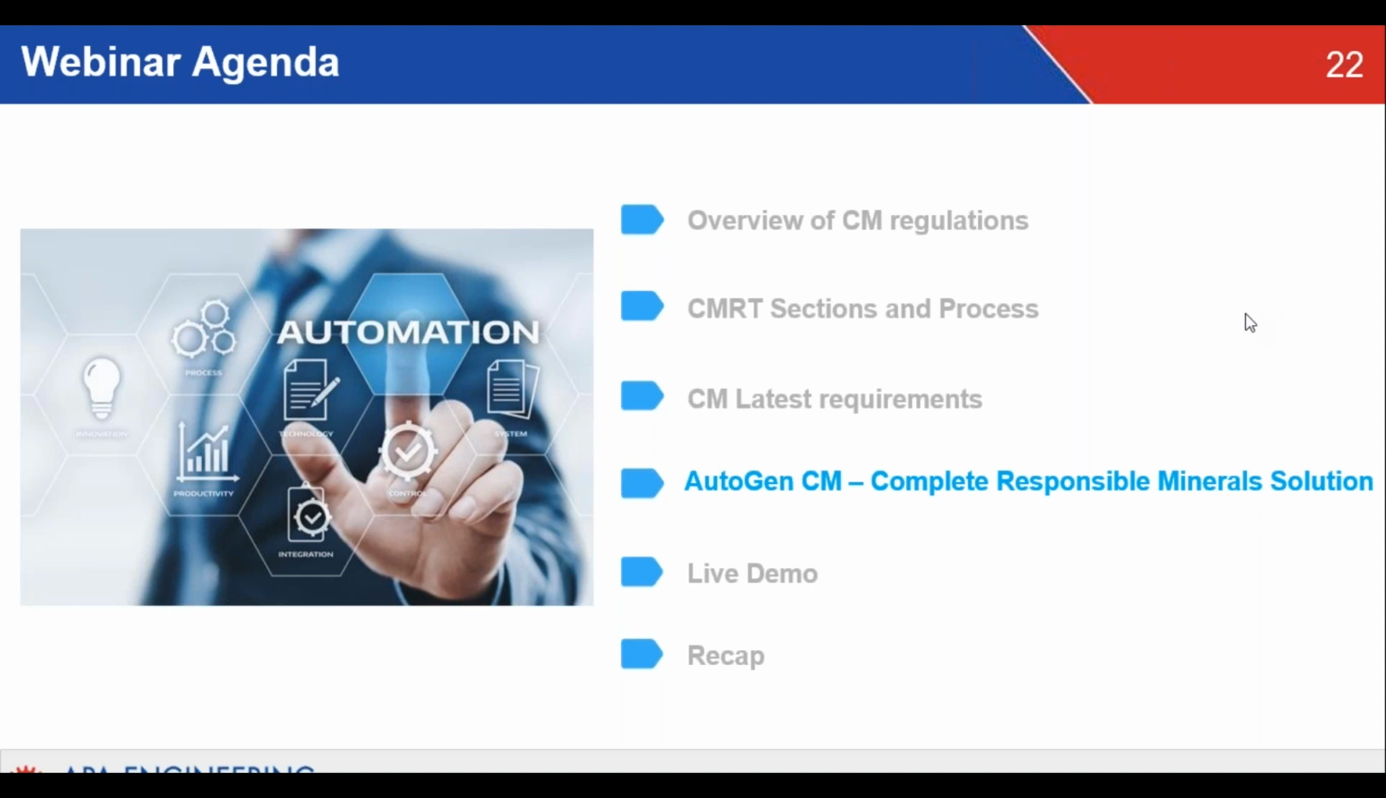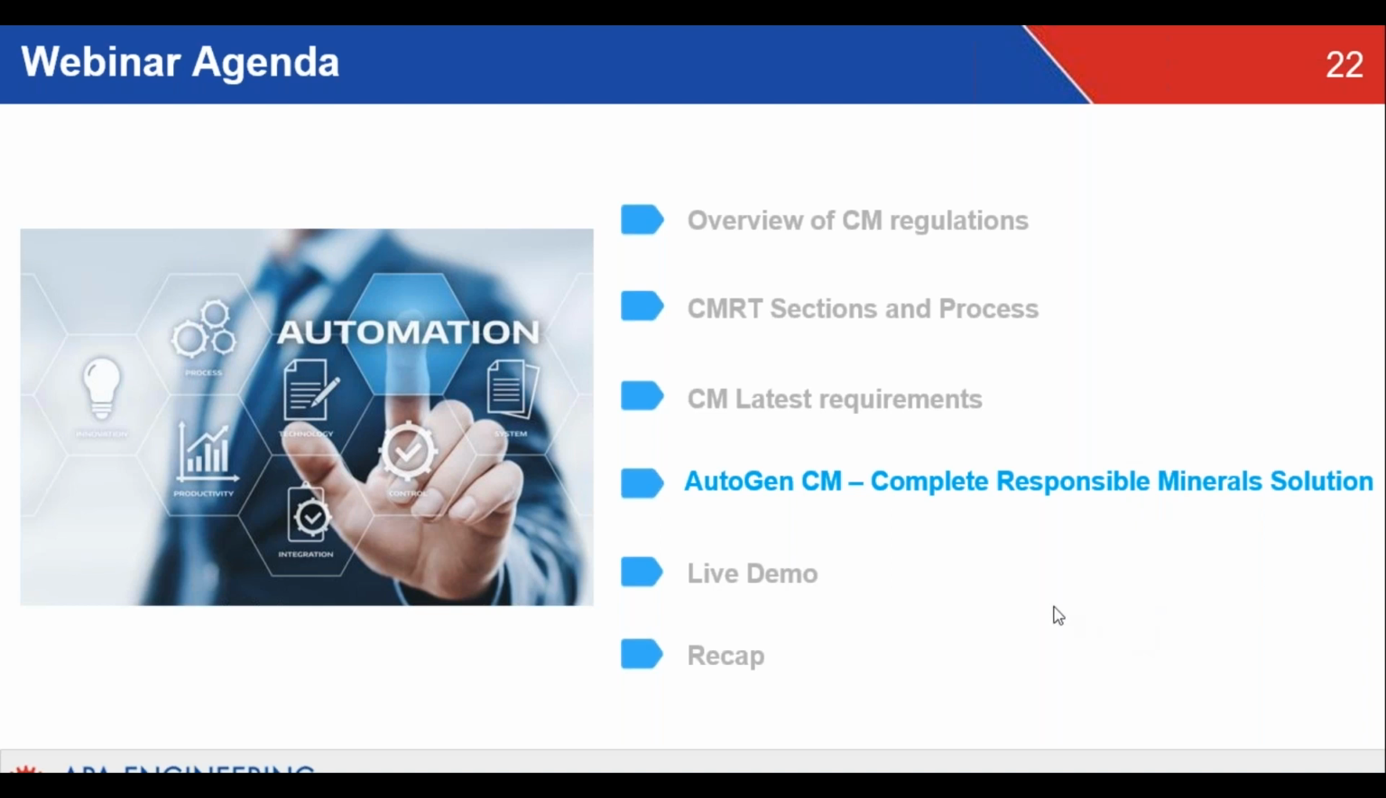And that is why at APA, we came up with AutoGen CM, which will help you do your tasks and comply with conflict minerals regulations more effectively. So I'm going to hand over the presentation to Rajiv, who's our expert in conflict minerals regulation. Rajiv? Yeah, many thanks, Ranjini.